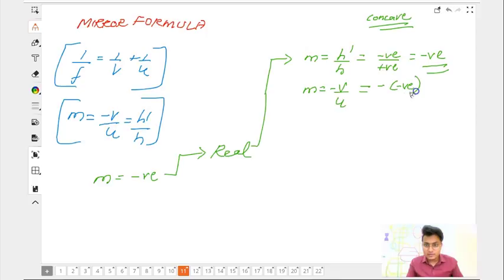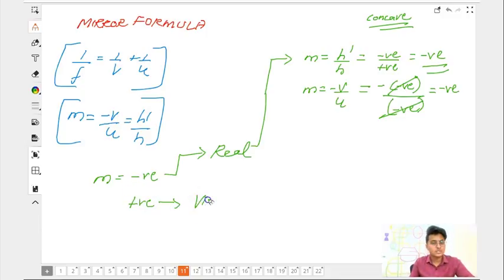So negative sign there. u is also negative always. So this negative cancels out and you get a negative value again. So this is how you prove it. So magnification is negative for a real image. Similarly, magnification is positive for a virtual image. Got it, guys?